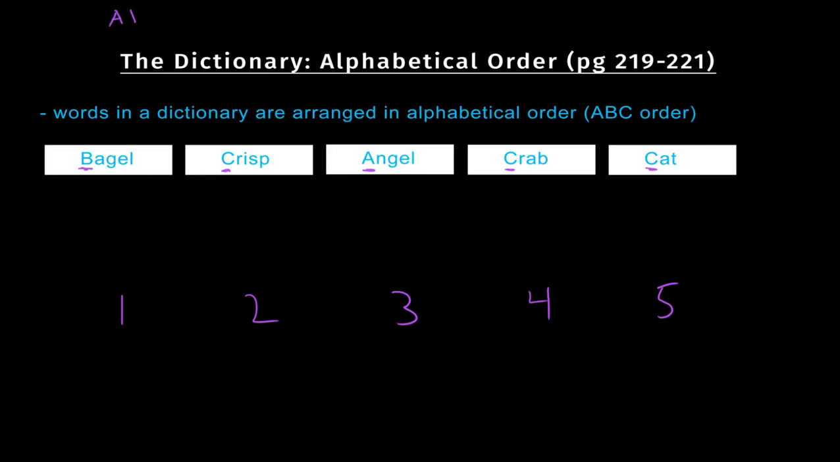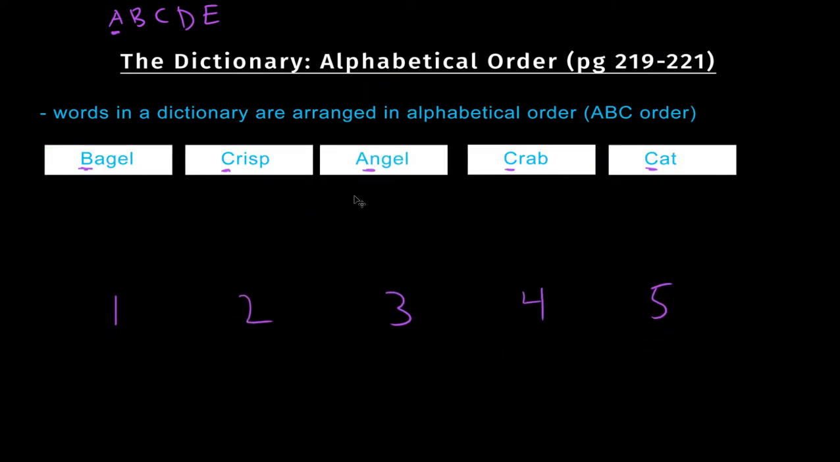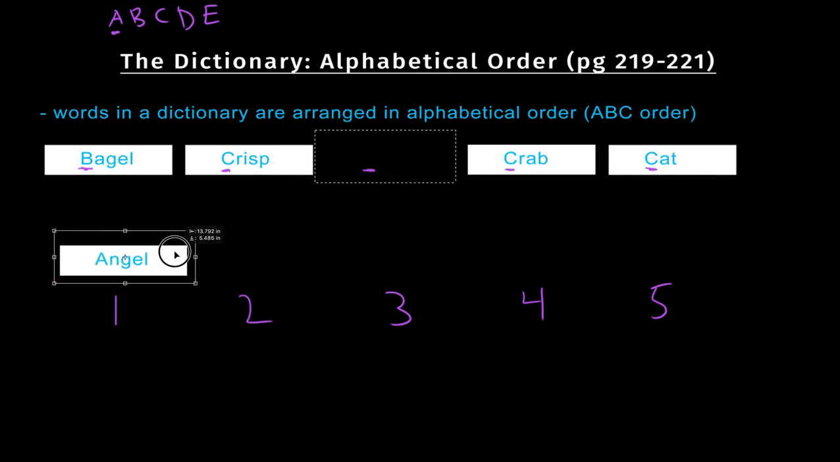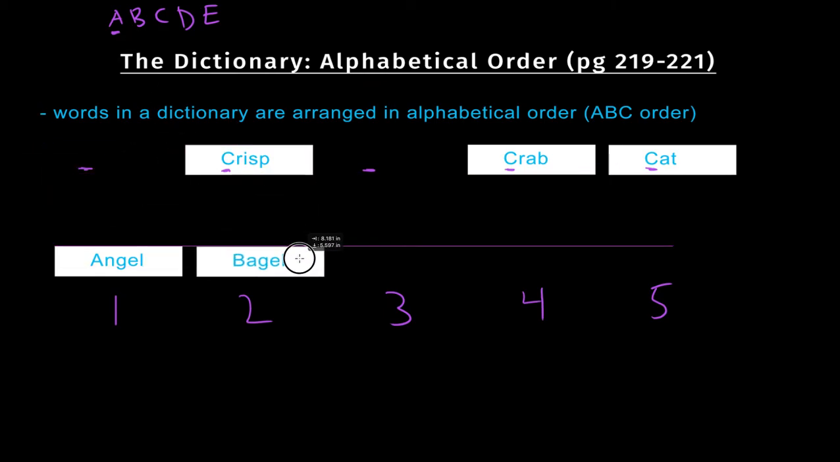You can write your ABCs somewhere. So here I have the letter B, C, A, C, and C again. So A comes first. So angel will be the first word arranged in ABC order. Next, look at the next word. So now I have bagel, crisp, crab, and cat left. So B and C. Which letter comes first, B or C? Yeah, B, of course, right? Because B is our next letter in the alphabet. So B comes second. And now I have 3 words left, crisp, crab, and cat.